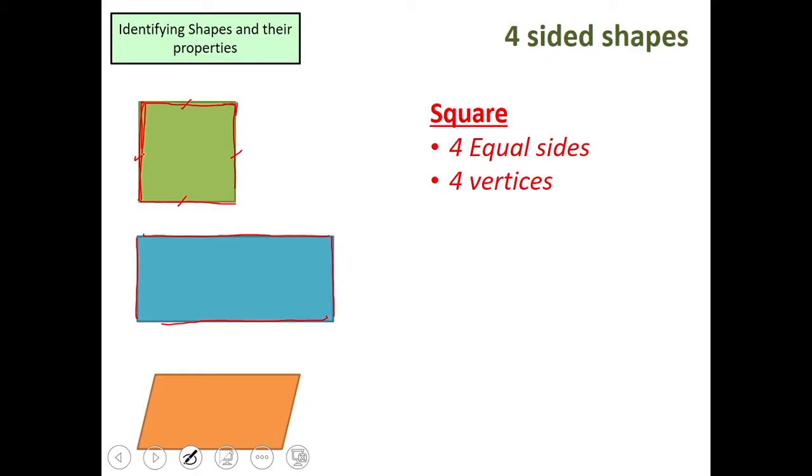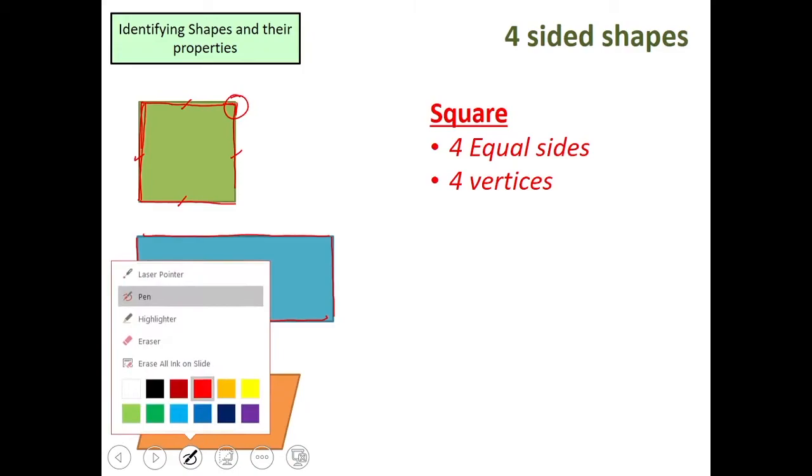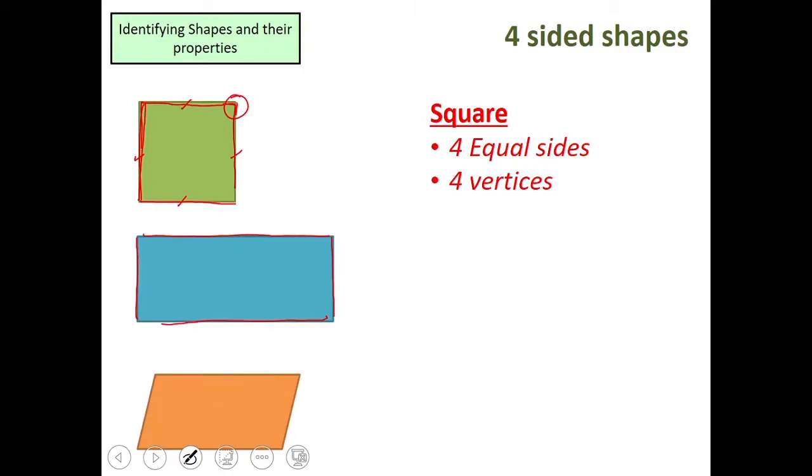Now vertices is basically a posh way of saying a corner. So we can see on a square we have one corner, two corners, three corners, four. But we need to use the term vertices. This will come up again and again. So, four equal sides in a square, four vertices.